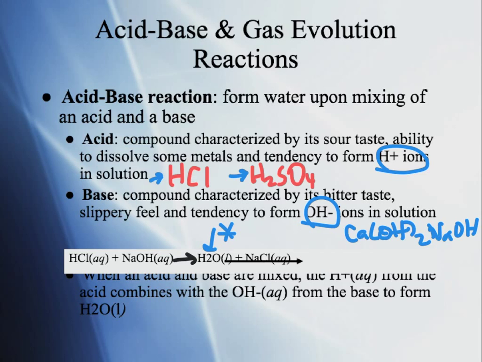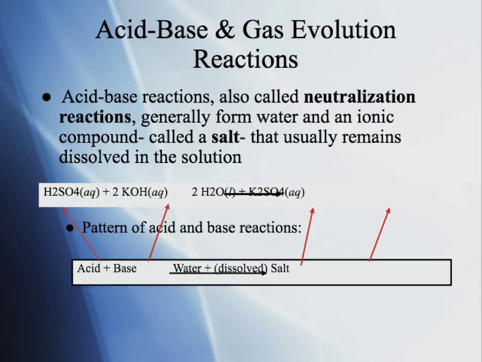Acid-base reactions are also called neutralization reactions, generally forming water and an ionic compound called a salt that usually remains dissolved in the solution. So we can see here that we've got our acid, H2SO4, sulfuric acid, and our base, potassium hydroxide, reacting to form water, H2O, and our salt. A salt just means an ionic compound. An ionic compound is also called a salt.